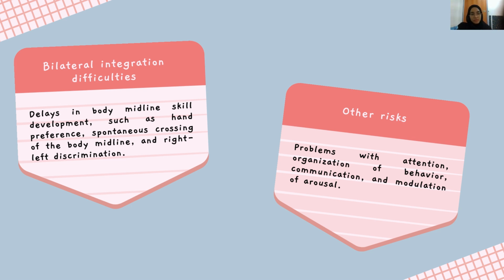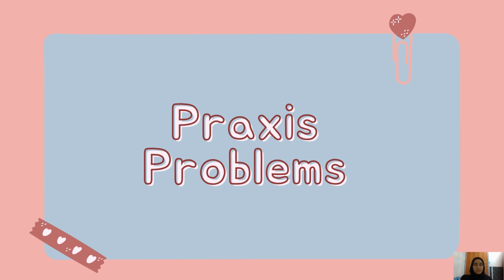Other than that, we can also see other risks from having this kind of problem, which means they may have problems with attention, organization of behavior, communication, and modulation of arousal. So in general, many children with this problem do not have a severe level of dysfunction, so the problem is easy to overlook by other people. Okay, next one, we're going to take a look at praxis problems.